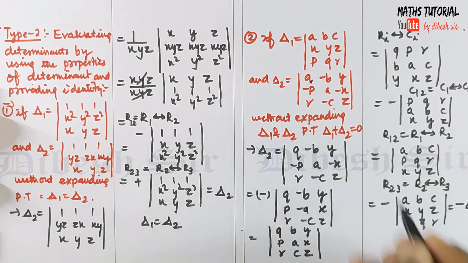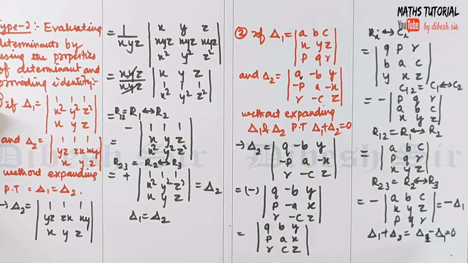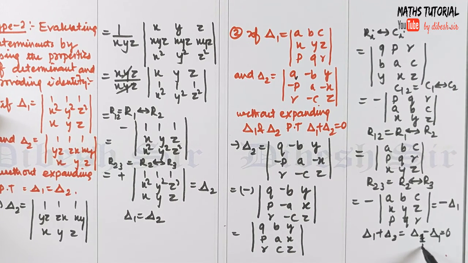Now write the question, that is delta 1 plus delta 2. In place of delta 2 we can write minus delta 1. So delta 1 minus delta 1. After simplifying it will become 0. This is our final answer.